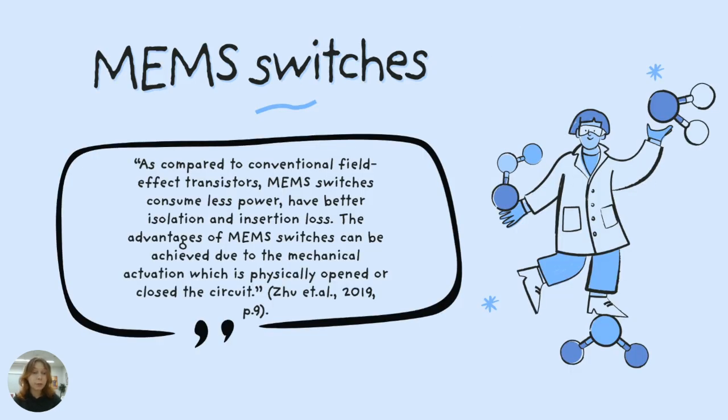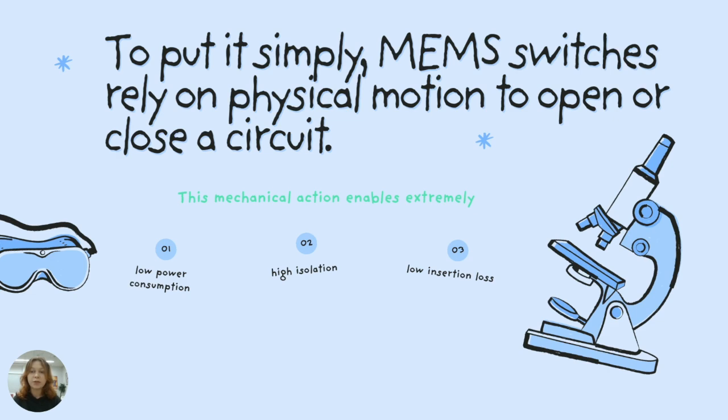Now, let's switch to MEMS switches. A MEMS switch is a tiny movable structure like a beam or a plate that physically makes or breaks contact when activated. Instead of straining electrons through a semiconductor channel, a MEMS switch literally connects or disconnects two points in the circuit, giving it superior performance in low-power devices and precision signal routing.